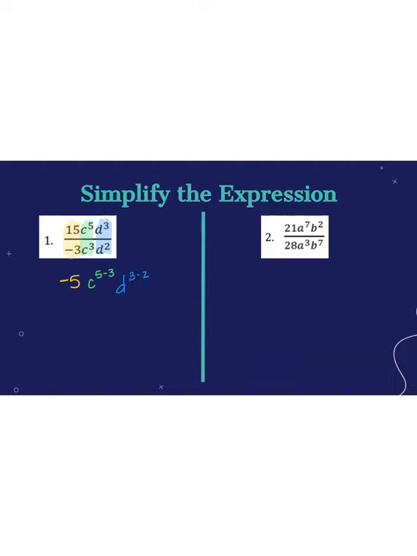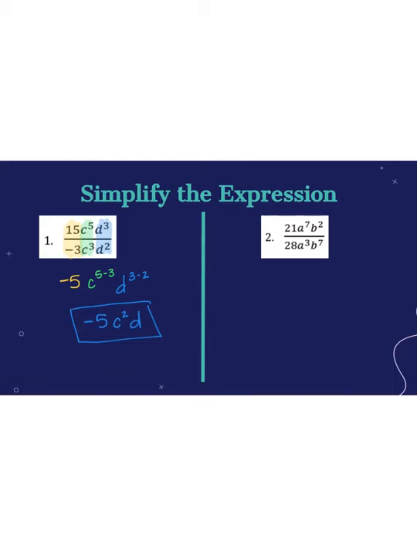Okay, now I'm just going to rewrite that and condense that a little bit more. So my negative 5 is not going to change. That's still going to be a negative 5. Then I have C 5 minus 3. So that's going to be C to the 2nd. And then I have D, 3 minus 2. That's just going to be a D. 3 minus 2 is 1. I could stick a little 1 as an exponent right in that corner there. I'm not going to, because if there's no number there, it's just understood that it's a 1. Okay, so this will be your final answer for number 1.